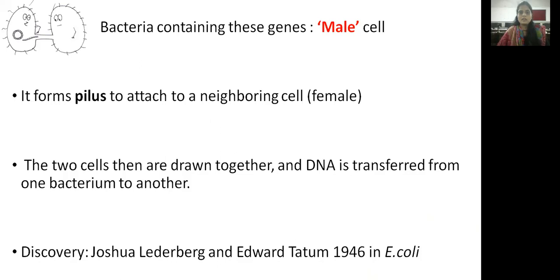Now once this pilus or conjugative tube is formed by the male cell, it attaches to the neighboring female cell, and the cells are drawn towards each other, and horizontal transfer of the F plasmid from the donor male cell to the female cell occurs. This method was discovered by Lederberg and Tatum in 1946 in E. coli.